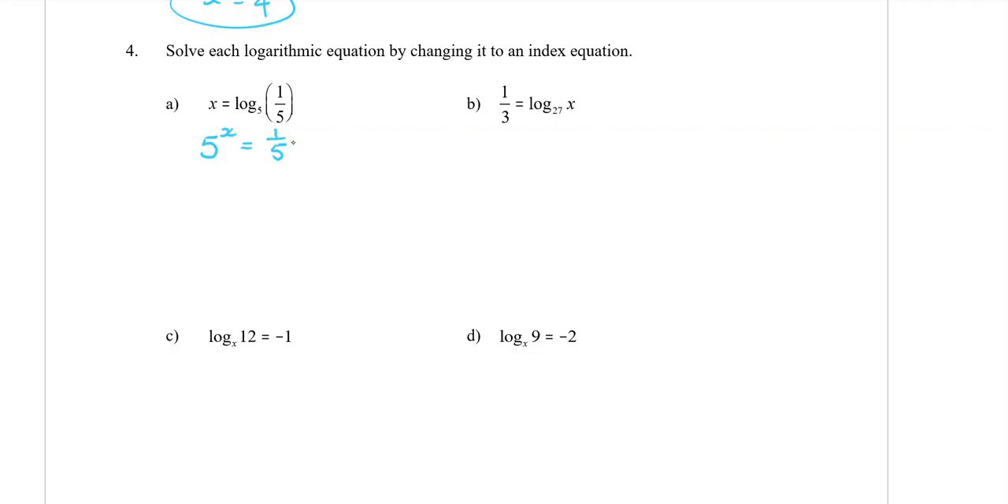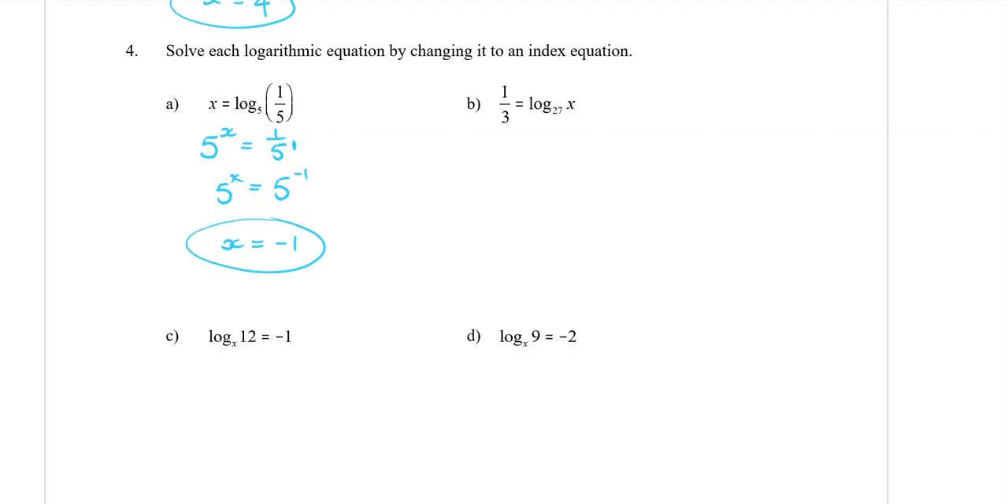Okay, then we need to make the bases the same. So this 1 over 5, we put a little power of 1 on that 5, which means that we could rewrite that as 5 to the power of -1. Once they are both base 5s, we compare the powers and we know that x is equal to -1.